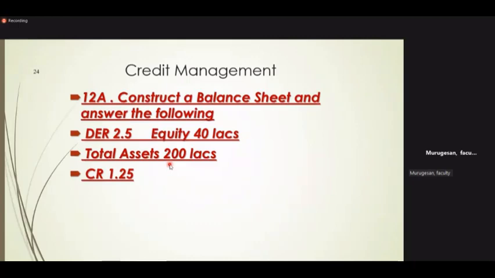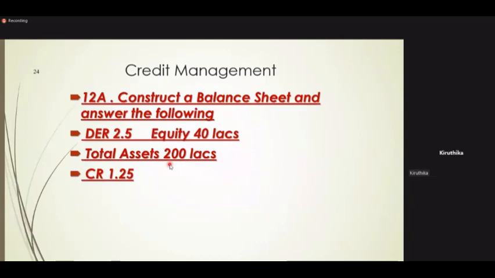Long-term loans will be 100. Current liabilities will be 60. So this side will be 200. That side, current assets are 75. Non-current assets are 125. That also 200. So your balance sheet is ready.